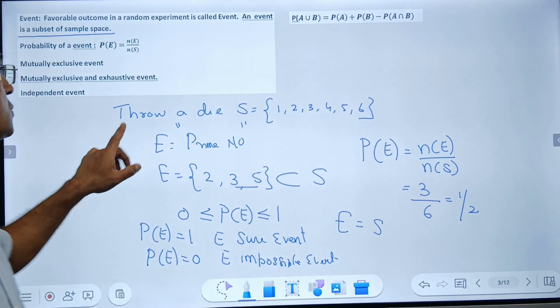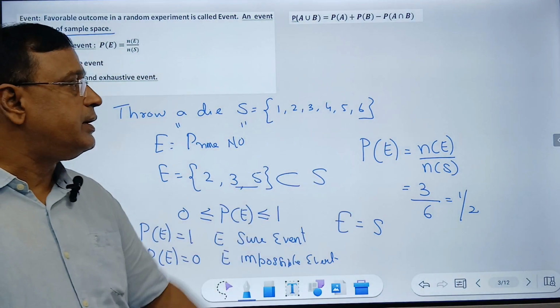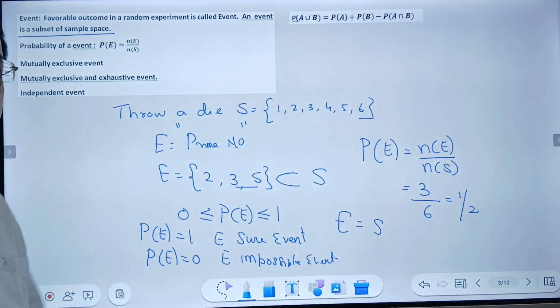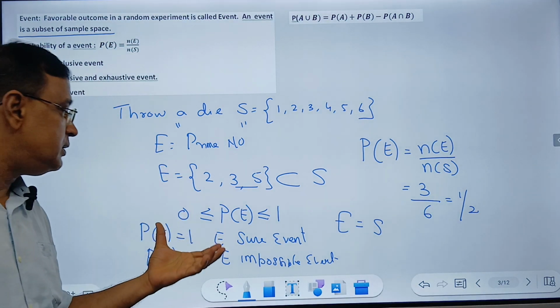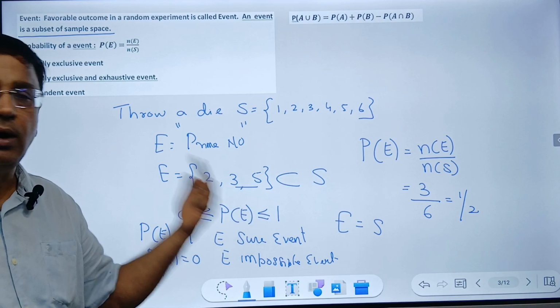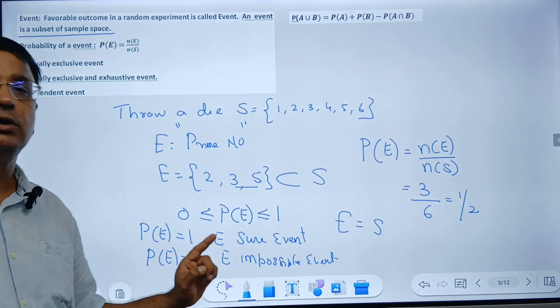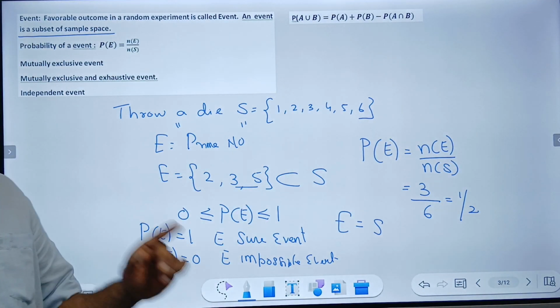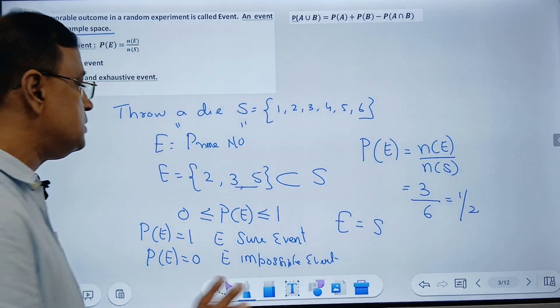Is that clear? So the probability of an event is defined as the number of elements in E by the number of elements in the sample space. And don't forget, this probability is a number which lies between 0 and 1. If probability is 1, it's a sure event. If probability is 0, it's an impossible event. I hope this is clear to you.